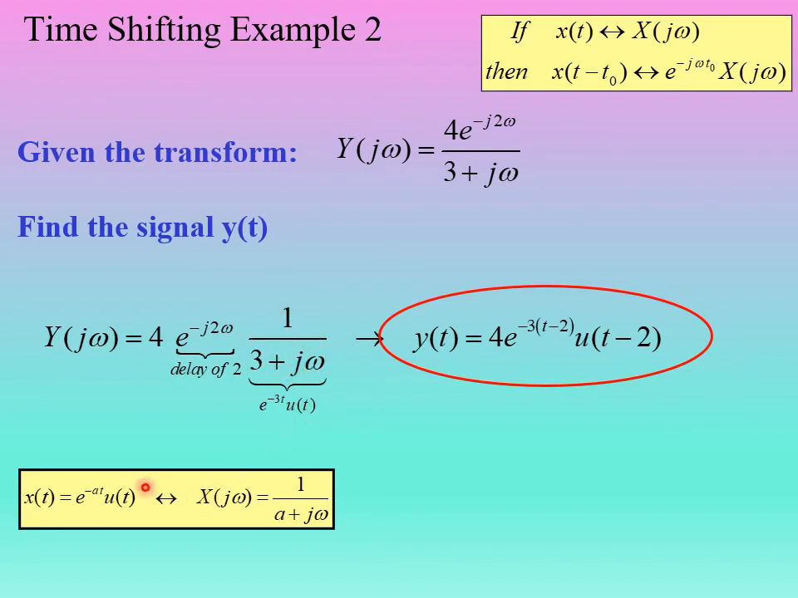Well, that's easy enough. We just use our result from part 1. We can see that a is equal to 3. So this must be equal to e to the negative 3t times a step function u of t. And then we need to do two things. We need to multiply it by 4, so we'll put the 4 out in front. And we need to delay everything by 2. In other words, wherever we see a t, here's one here, and here's one here, we replace that t with t minus 2. So here's our final function, y of t, for this Fourier transform here.